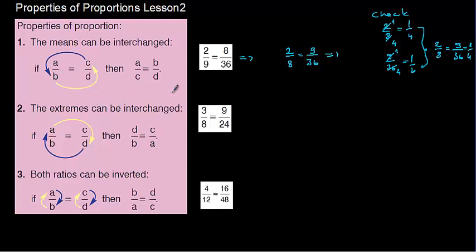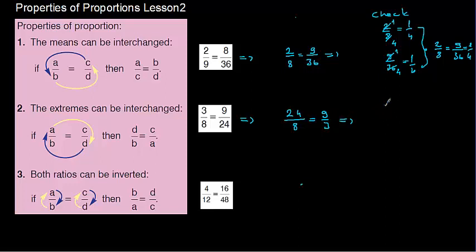Extremes can be interchanged. This is the second property, which means A and D can change their places. Here it's going to be 24 and 3, so I'm going to replace 24 and 3. 24/8 will be equal to 9/3. If I divide 24 by 8, it's equal to 3, and if I divide 9 by 3, we are going to understand that they are equal to each other.